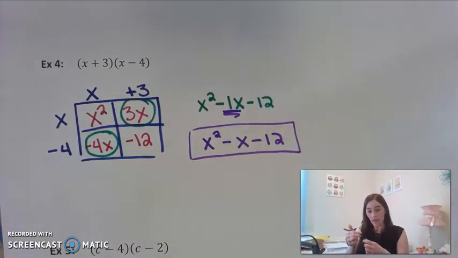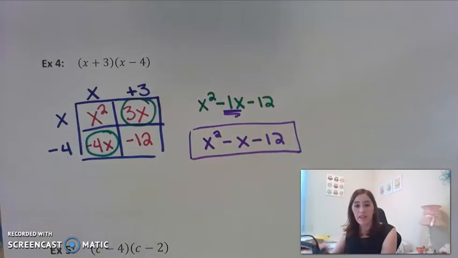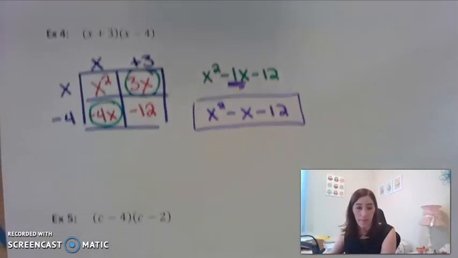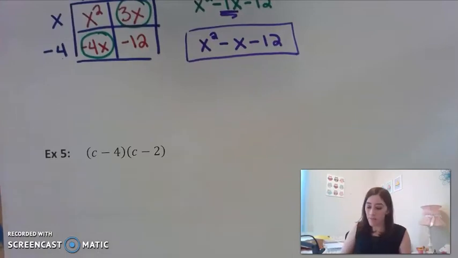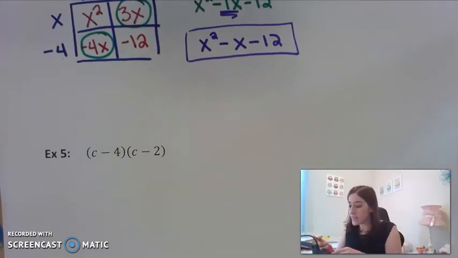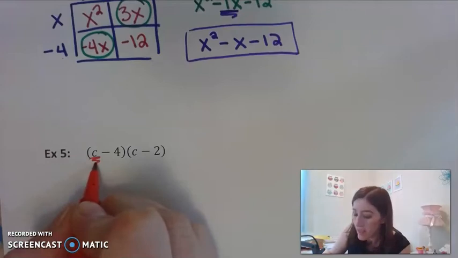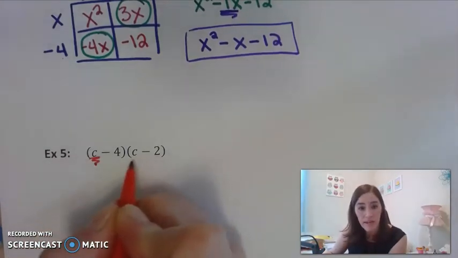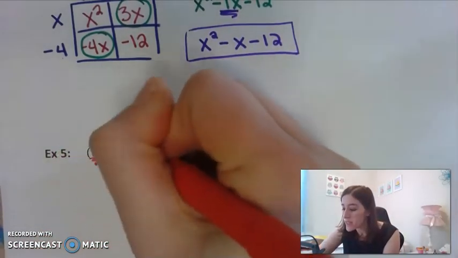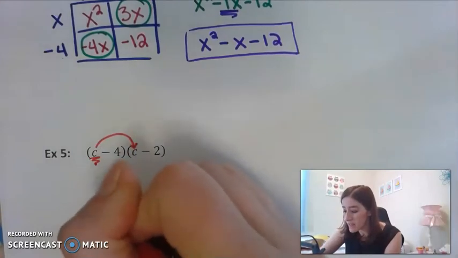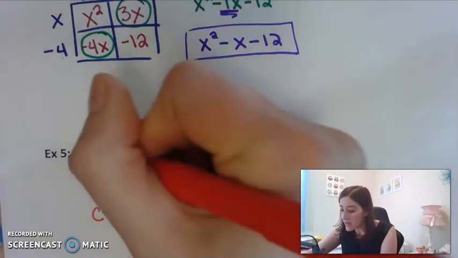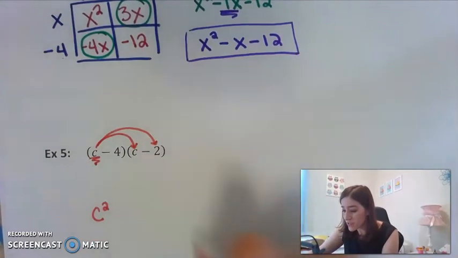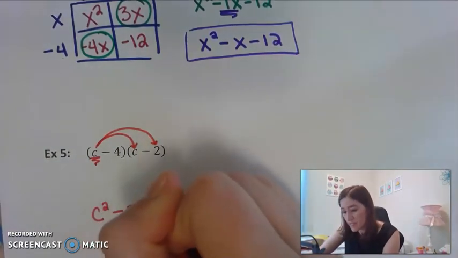Okay. So let's get practice with one more of those. I'm going to go ahead and show this one as double distribution again. Okay, so example 5. I see that I've got a c in the very, very front. That's what I'm going to distribute to my second set of parentheses. So 1c times 1c is c squared. Then 1c times negative 2 is a negative 2c.